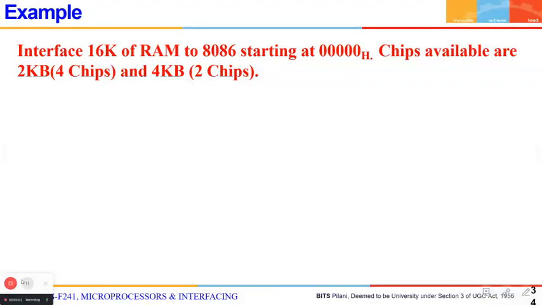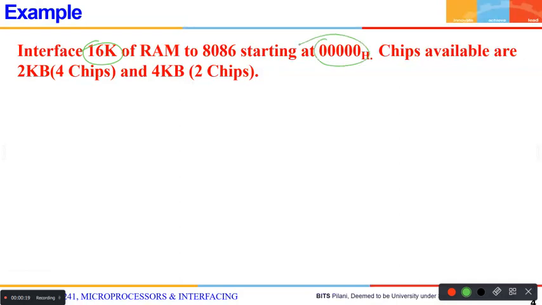You have to interface 16K of memory to the 8086 microprocessor, starting from the address 00000H. What are the chips given? The chips given are 4 chips of 2K and 2 chips of 4K. So now you have to write the memory tree.